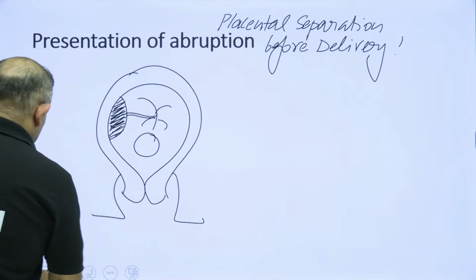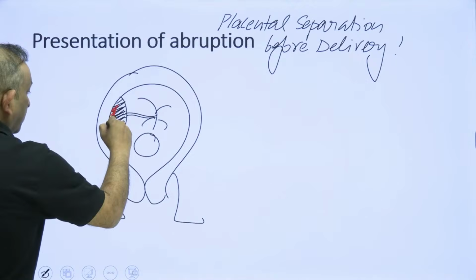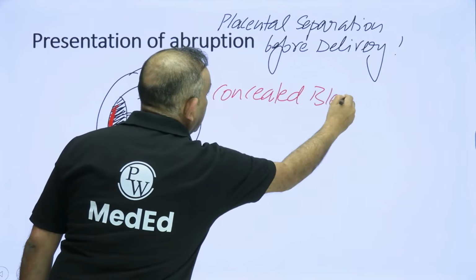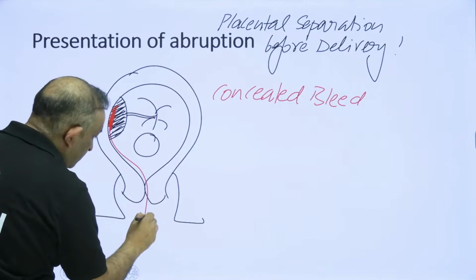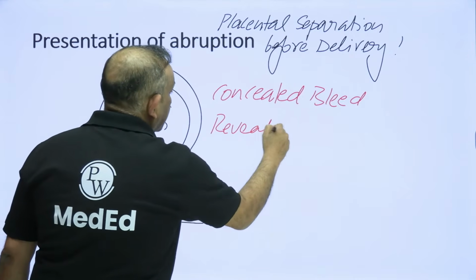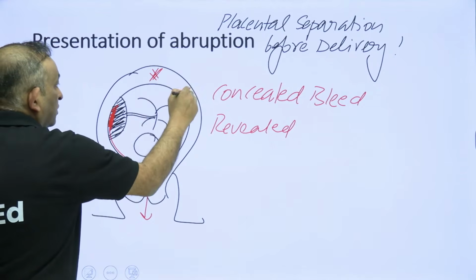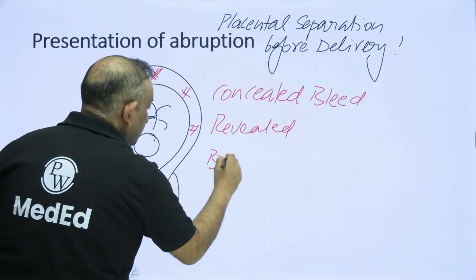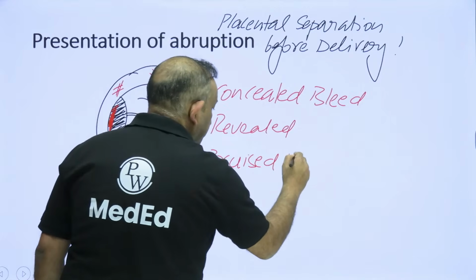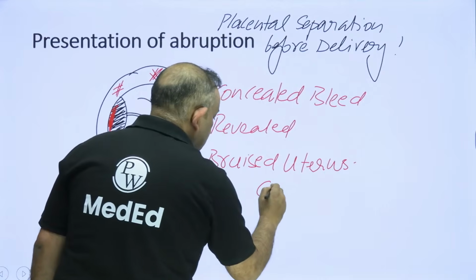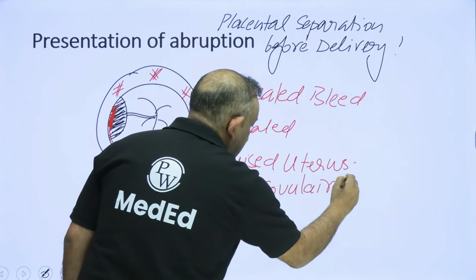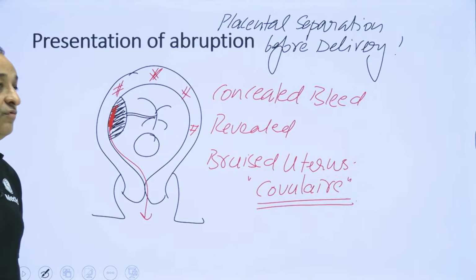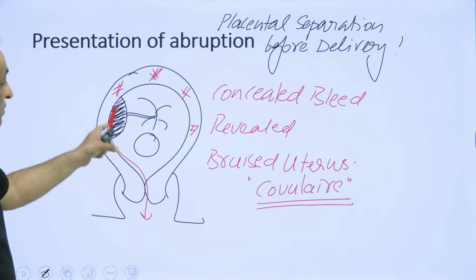So yes, when it separates, they will have the blood getting accumulated here. So it could be a concealed bleed, or the blood can come out like this. It can be a revealed bleed, or they can be bleeding and bruising into the uterine muscle, or a bruised uterus. That is known as a Couvelaire uterus. This is a very common MCQ. Where do you see a Couvelaire uterus? You see a Couvelaire uterus in an abruption. So concealed bleed, revealed bleed, and Couvelaire uterus.